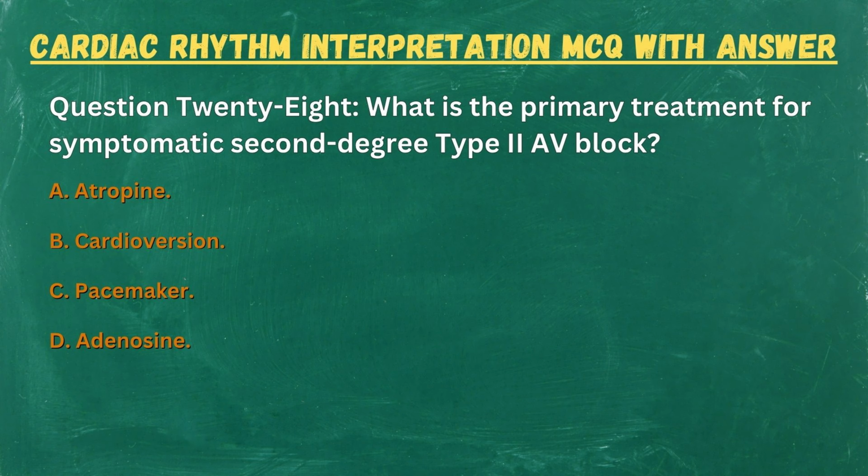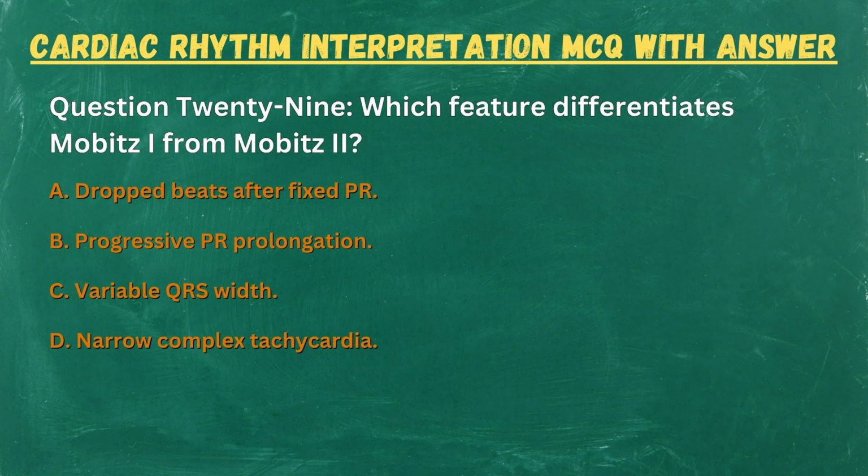Question 28. What is the primary treatment for symptomatic second-degree type 2 AV block? A. Atropine. B. Cardioversion. C. Pacemaker. D. Adenosine. Answer: C. Pacemaker.